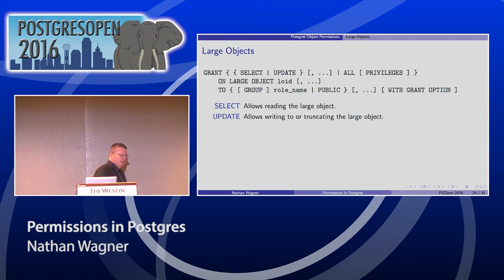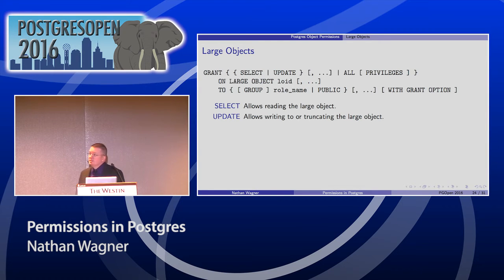Large objects. Large objects are sort of their own little thing in Postgres, where you just have a big chunk of data and you don't want to store it within a column as a bytea, but treat it as a separate thing, but still have it within the database. You can use a large object.